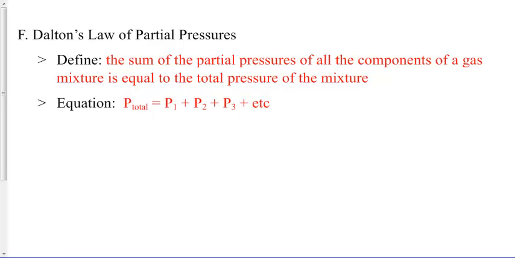Dalton's law of partial pressures. Dalton's law of partial pressures is defined as the sum of the partial pressures of all the components of a gas mixture is equal to the total pressure of the mixture. The equation is P total equals P1 plus P2 plus P3, etc.